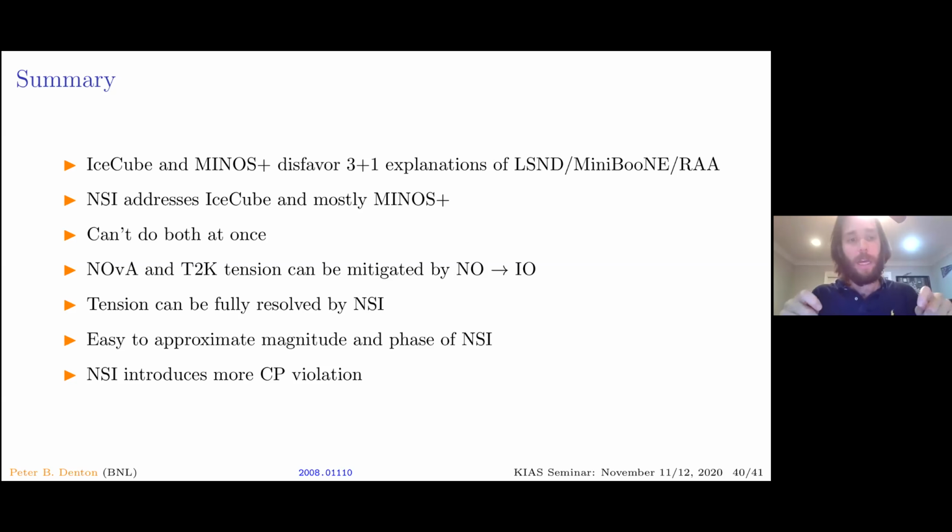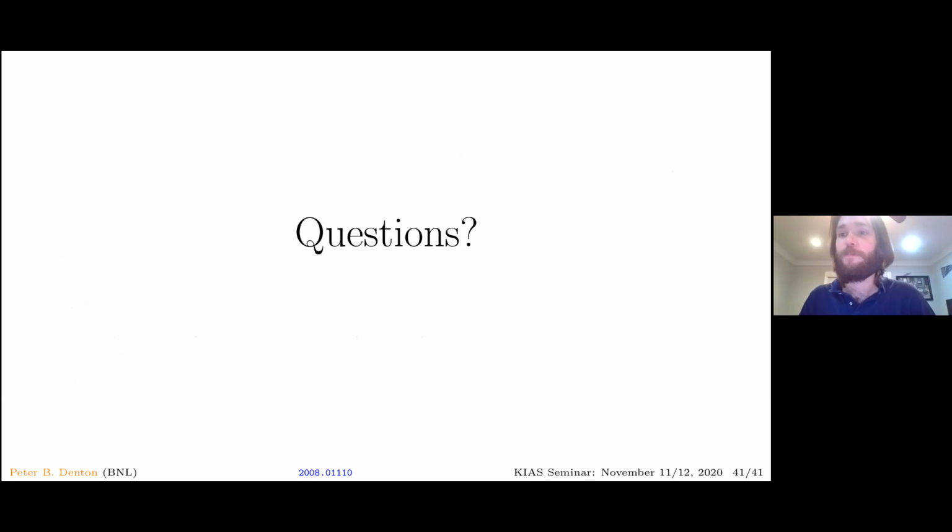Now, I've also shown there's this interesting tension with NOvA and T2K. It might have to do with the mass ordering. It might have to do with new physics. If it is new physics, it suggests that there is an additional source of CP violation, and that it is not only compatible with atmospheric constraints, but testable in those experiments very soon. That's all I've got. Thank you very much.